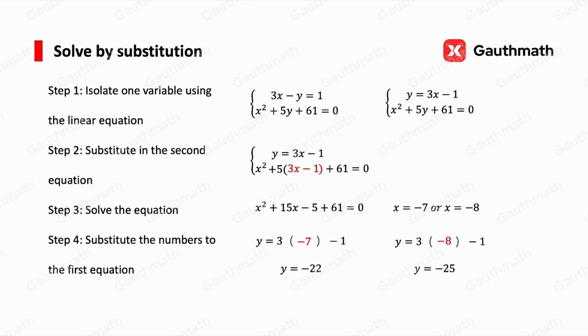And we may write the solution in coordinate form. So the two coordinates are (negative 7, negative 22) and (negative 8, negative 25). So this is our first method to solve this kind of system.